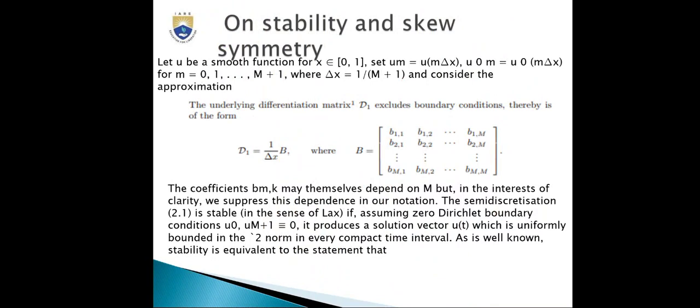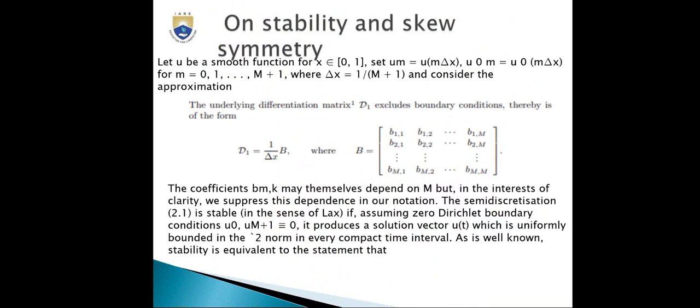Now, on stability and skew symmetry. Let u be a smooth function for x in [0, 1]. Set u_m = u(mΔx), u0_m = u0(mΔx) for m = 0, 1, and so on up to M+1, where Δx = 1/(M+1), and consider the approximation.